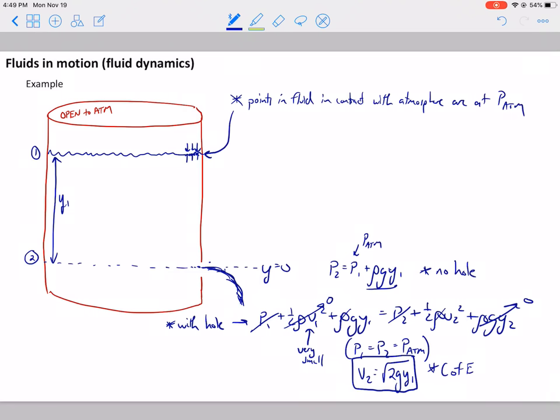Here's something that you could think about that would be very interesting. If we were to, on top of this, maybe, I don't know, make a little attachment. Let me draw another cylinder over here to the side.